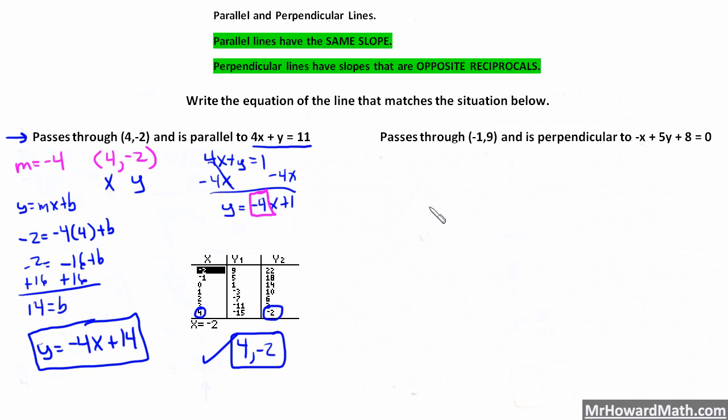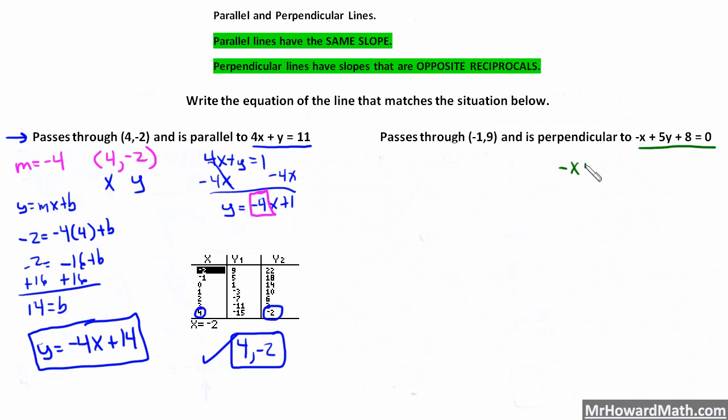All right. So on this one we're passing through the point negative 1 comma 9, and we're perpendicular to this line. So what's important about this line that we need to find? The slope, of course. The slope is the key here. We need to find the slope of this line so that we can find the slope of the line that we need to write the equation for. So what do we have to do with this? We have to get y by itself.